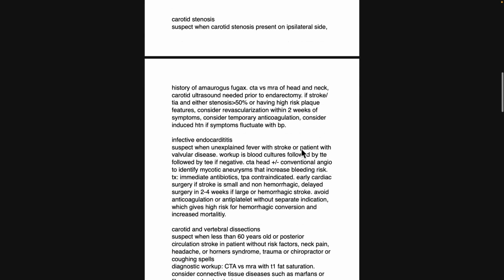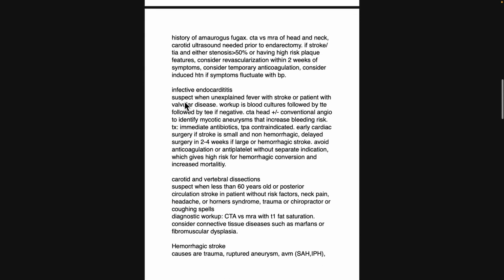All right, so let's talk about infective endocarditis. So you suspect this when there's an unexplained fever with stroke or a patient with valvular disease. The workup is blood cultures followed by TTE, followed by TEE if negative. You can order CTA head plus or minus conventional angiogram to identify mycotic aneurysms that increase the bleeding risk. So the therapy for this is immediate antibiotics.